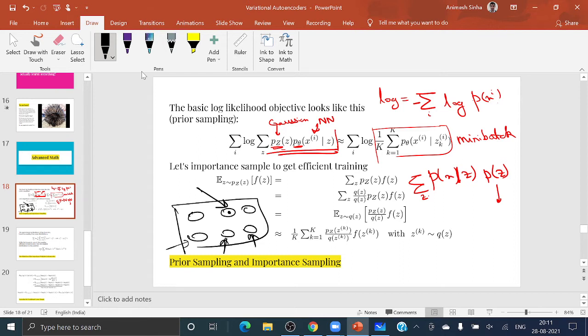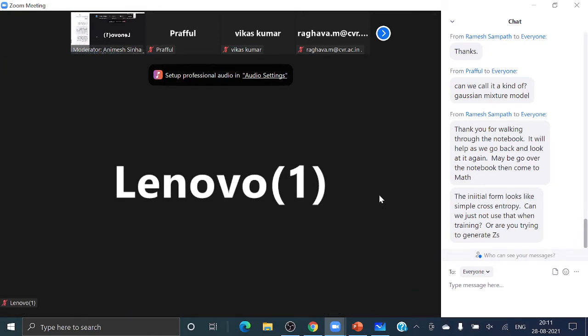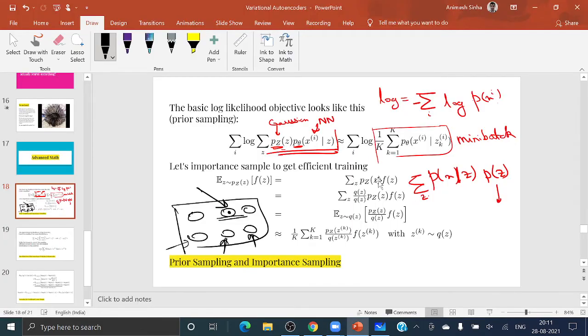What we need to do is sample at the right place, and for that we'll get some cost function which is slightly more complicated. I hope people are getting this till now. If people are getting this, we can go ahead with the second part: how to improve this normal mini batch, how to go from mini batch to variational lower bound. Okay, great.